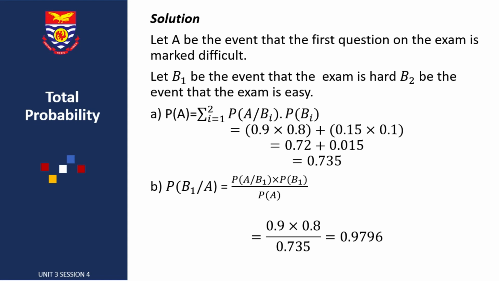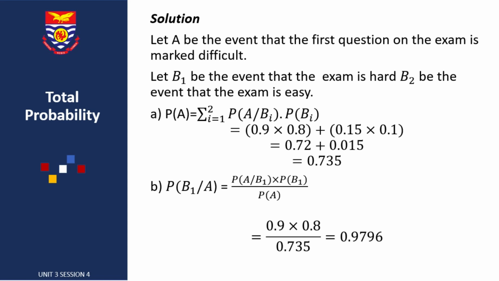Good. Now, the probability of A given B1. Remember, B1 is the event that the exam is hard. That is 0.9. If it is hard, it is marked what? Difficult. So that's 0.9, the probability of A, that the first question is marked difficult, given that the exam is hard, multiplying the probability of B1, that is 0.8, that the examination is hard.